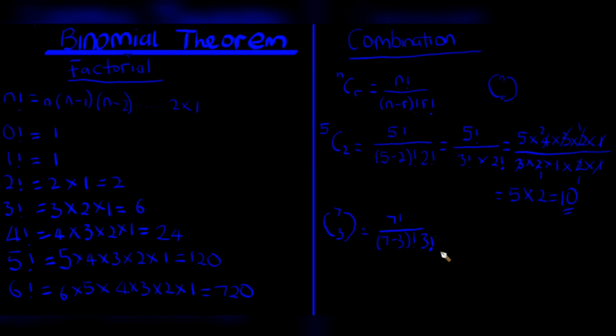Hope it's clear? Yes. So 7 factorial there. Let's write that out again while we find the difference at the denominator. 7 factorial. Now, the difference between 7 and 3 will give us 4 factorial, right? Very true. Multiplied by 3 factorial.